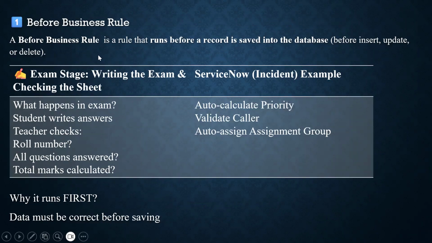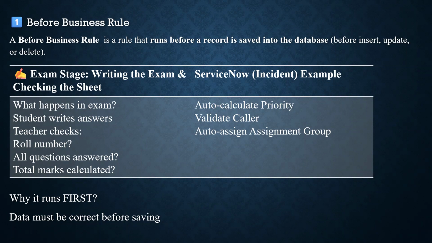Before business rule is a rule that runs before a record is saved to the database. Nothing but before insert, update, or delete. We can compare it with the examination: writing the exam and checking the sheet. We are writing the exam. The student writes the answers. The teacher checks. What does the teacher check? Is the roll number correct or not? Are all questions answered or not? Are total marks calculated or not? She will check.